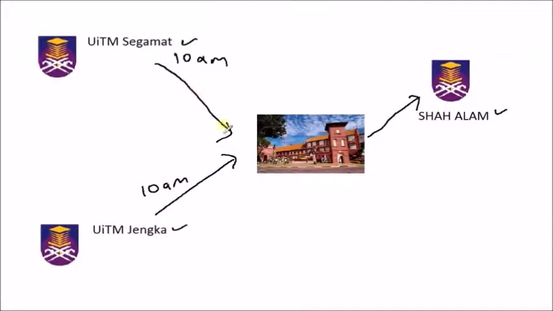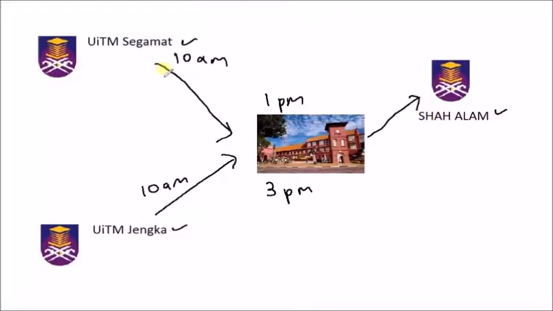Because Segamat is nearer to Melaka, the team from Segamat arrives in Melaka earlier, at 1 PM. The team from Jengke arrives in Melaka later, at 3 PM. The question is, what is the earliest time the bus can leave for Shah Alam?